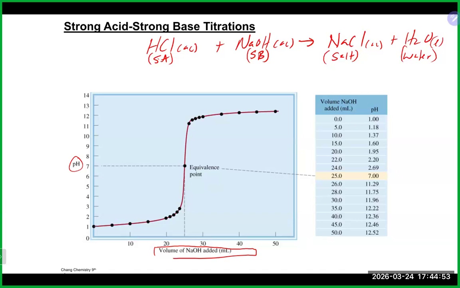So just for reference, up in the burette in this titration is the sodium hydroxide, and you are adding it to a flask, a beaker of HCl. So you're adding the sodium hydroxide here to the HCl in this case. And this is typically what a titration curve looks like. It's sort of this S-shaped curve.